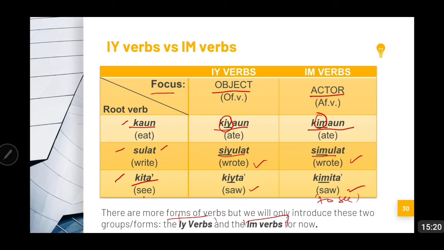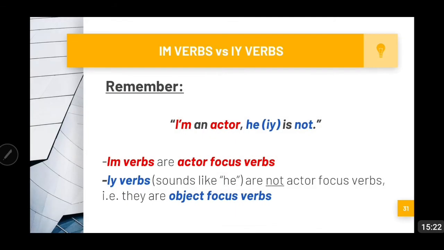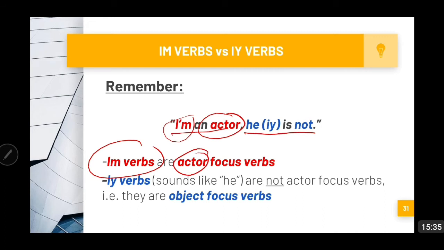So how do we differentiate these two? How do we remember which is which? I developed this mnemonic. Try to remember: I'm an actor and he is not. So im-verbs, I'm an actor, are actor-focused verbs, and he, e-verb sounds like he, are not actor-focused verbs. Therefore, they are object-focused verbs. So, I'm an actor, im-verbs are actor-focused verbs, and he is not, e-verbs are not actor-focused verbs. Therefore, they are object-focused verbs. Okay? I'm an actor, he is not.